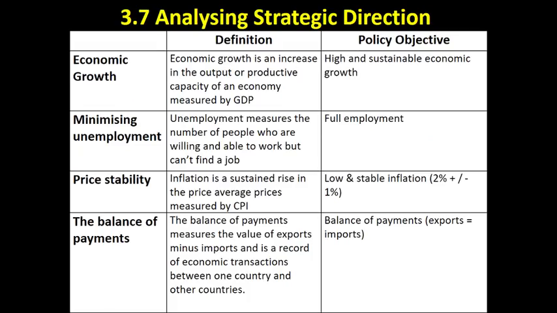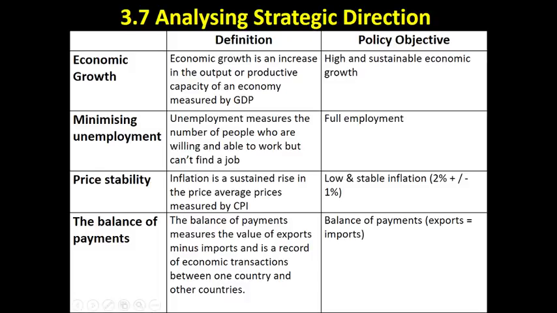So the government has got 4 objectives in relation to the economy. These are all things that have an impact on business. The first objective the government has is economic growth. It's an increase in the output or productive capacity of the economy measured by GDP. We're going to have a look at GDP in a bit more depth, but the key thing is it's an increase in output. The government wants more goods and services to be produced.